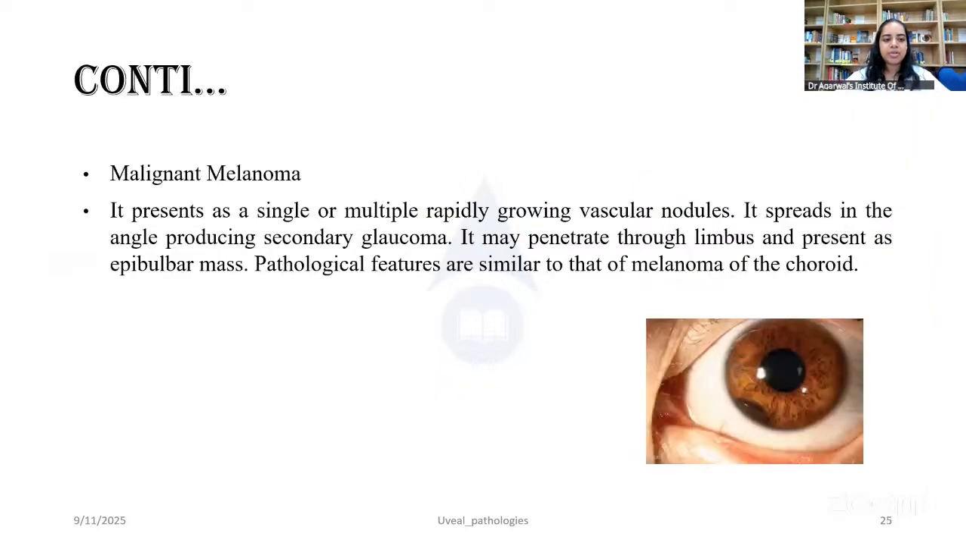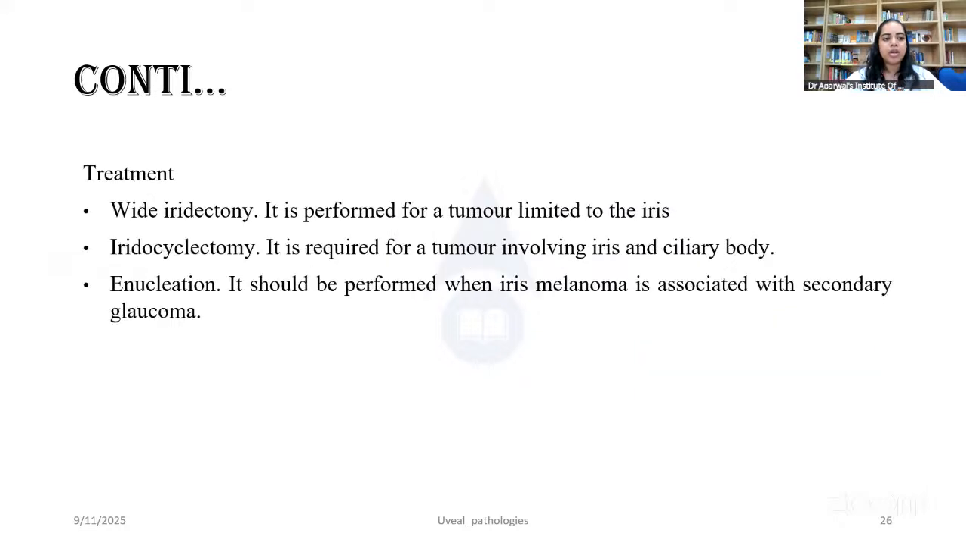Malignant melanoma presents as single or multiple rapidly growing vascular nodules. It spreads in the angle producing secondary glaucoma. It may penetrate through the limbus and present as an epibulbar mass. Pathological features are similar to that of melanoma of the choroid. Treatment: wide iridectomy is performed for a tumor limited to the iris. Iridocyclectomy is required for tumor involving iris and ciliary body. Enucleation should be performed when iris melanoma is associated with secondary glaucoma.